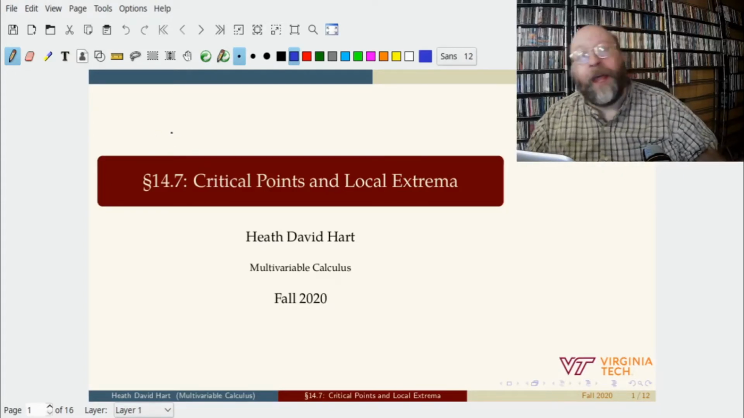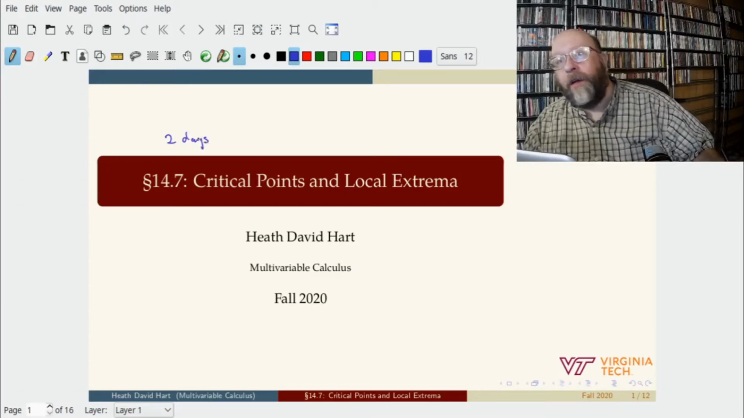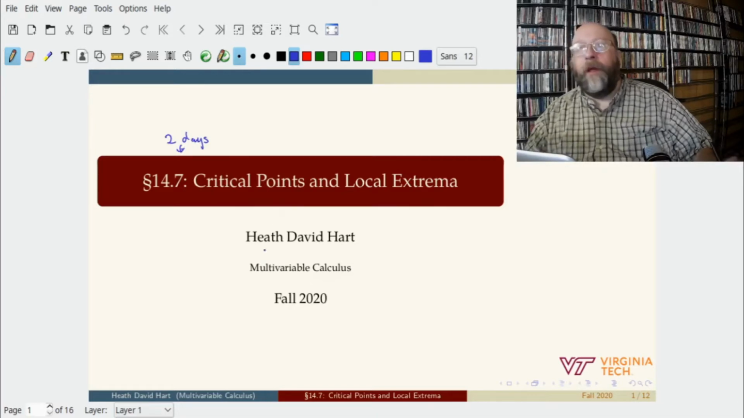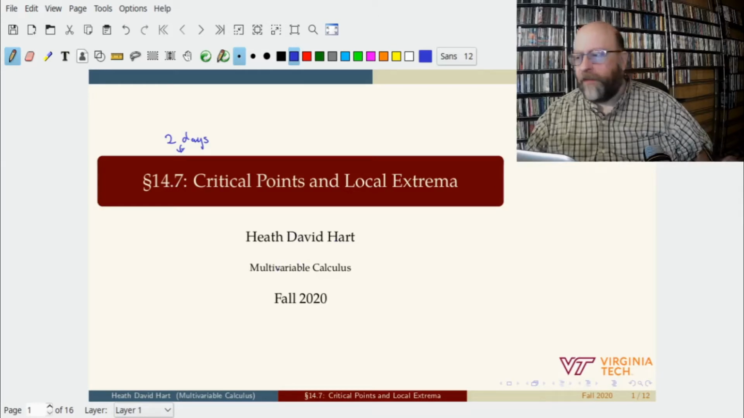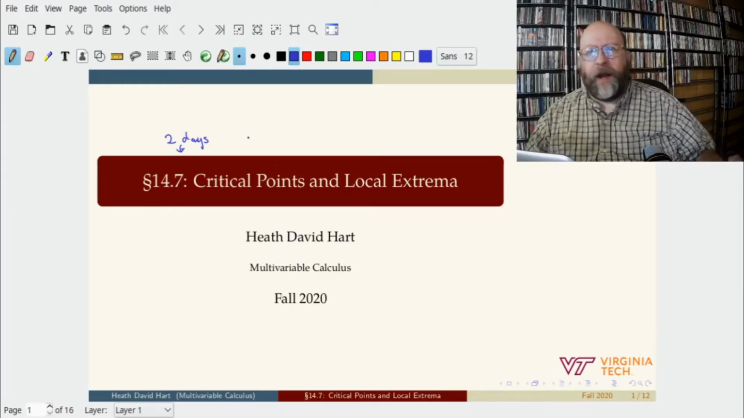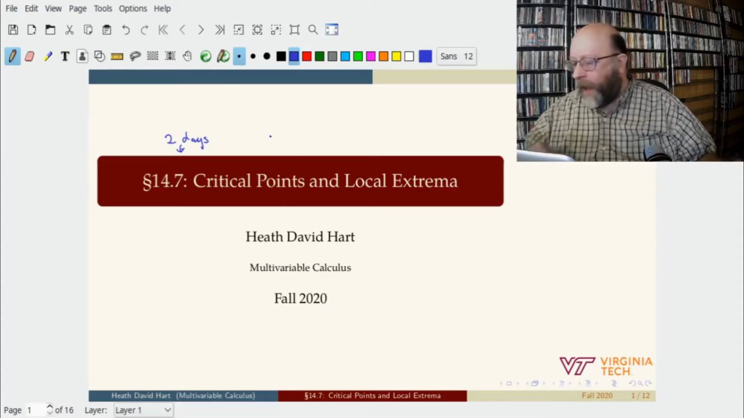We're starting 14.7 today. We're going to spend 2 days on this section. I will have some notes today, and then I'm going to have some more notes, some more examples up on Wednesday. It's a fairly long section, and I want to make sure that we go through this pretty carefully. I hope y'all had a good weekend. Let's go ahead and get started on this section here.